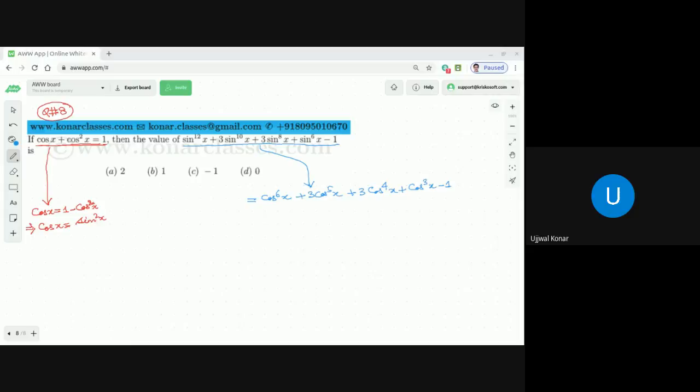So now, if you look into the first 4 terms, that is nothing but cos square x plus cos x whole cube. If you expand, you will get this thing, correct, no? And minus 1. But what is given? Cos square x plus cos x is equal to 1, given, no? So 1 cube minus 1. That is 1 minus 1. And we get 0.